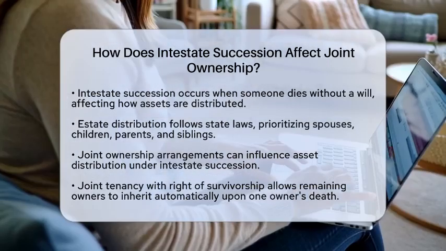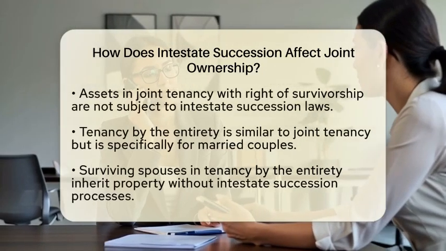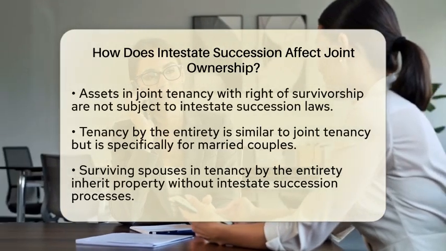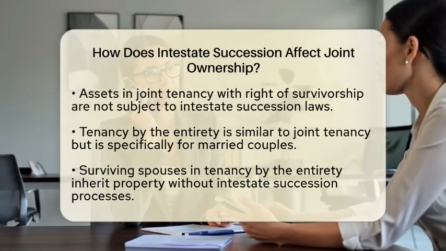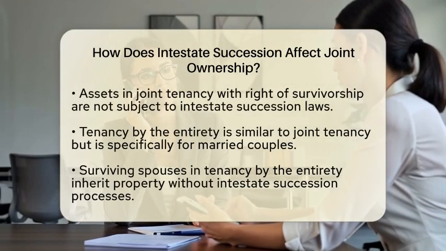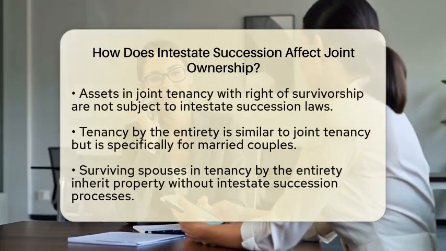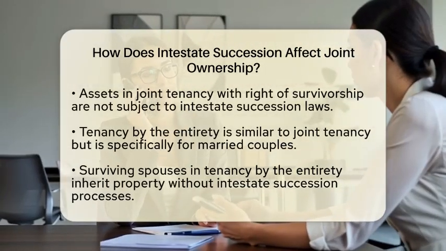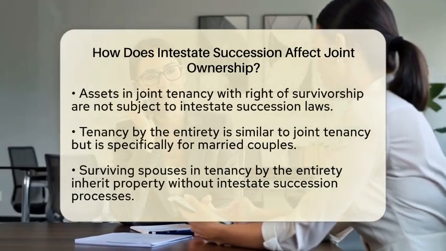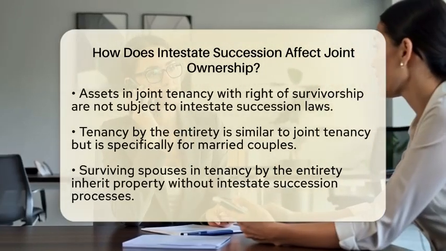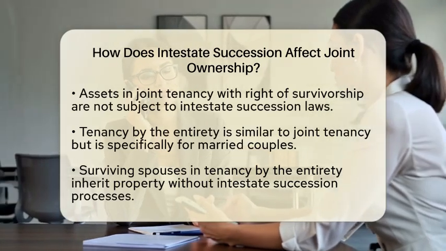There are a few types of joint ownership to consider. The first is joint tenancy with right of survivorship. In this arrangement, if one owner passes away, the remaining owner automatically inherits the deceased's share. This means that intestate succession laws do not apply to these assets.